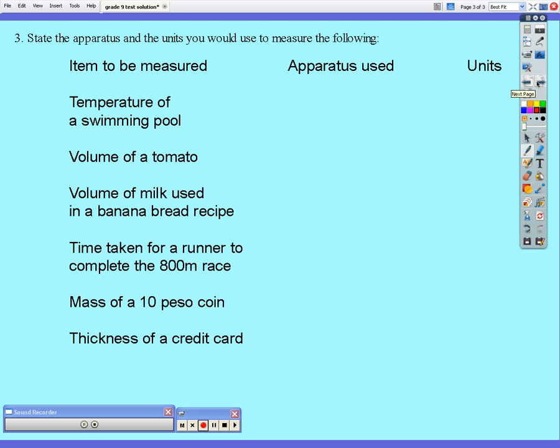The temperature of a swimming pool. I'm sure we all know that we call that a thermometer when we use something to measure temperature. We certainly don't use the units of Fahrenheit unless perhaps you're on a weather television program or in the United States. We will use degrees Celsius or even Kelvin. Note, we don't call it degrees Kelvin, just Kelvin.